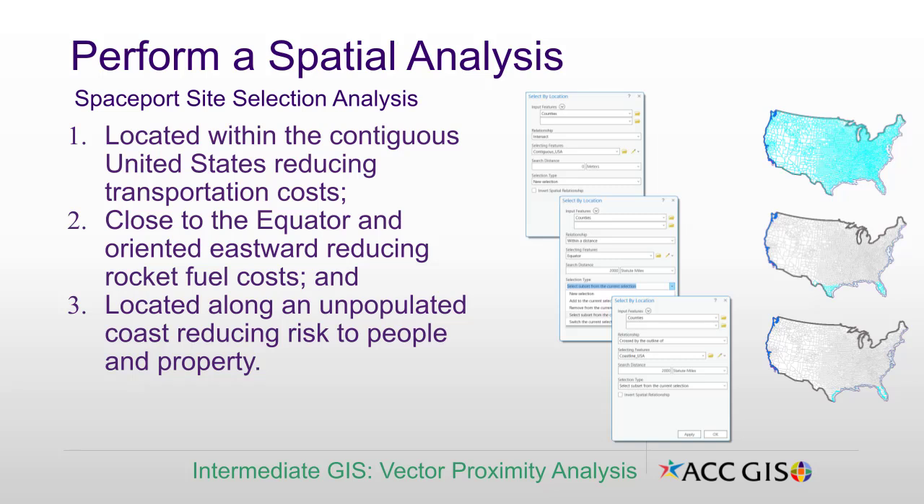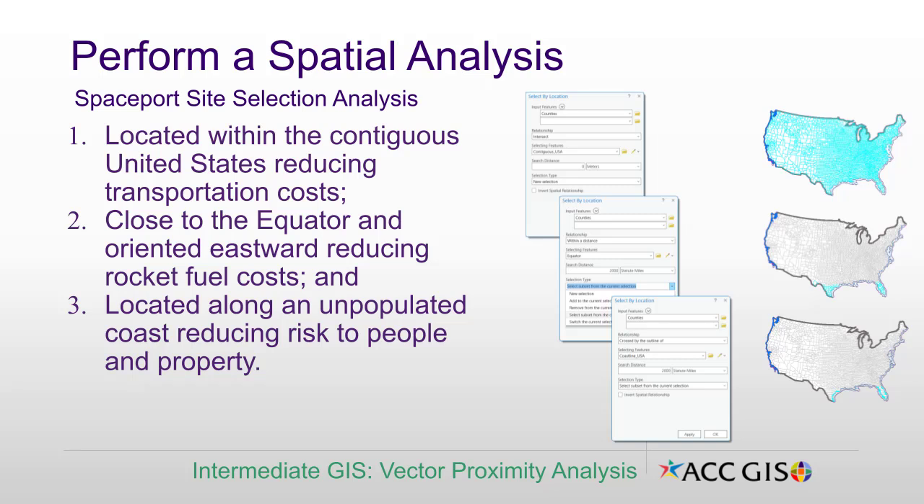And it's our job as GIS analysts to take these site selection criteria and convert them into a GIS analysis. In this case, I can convert each of those to a GIS analysis utilizing the Select by Location geoprocessing tool. And so the first step is to locate counties within the contiguous United States. So I use the Select by Location tool and set the input features to counties, the relationship is intersect, and the selecting features to contiguous_USA, and click Apply, and you can see the results of my selection on the right-hand side. It selects every county in the contiguous United States.